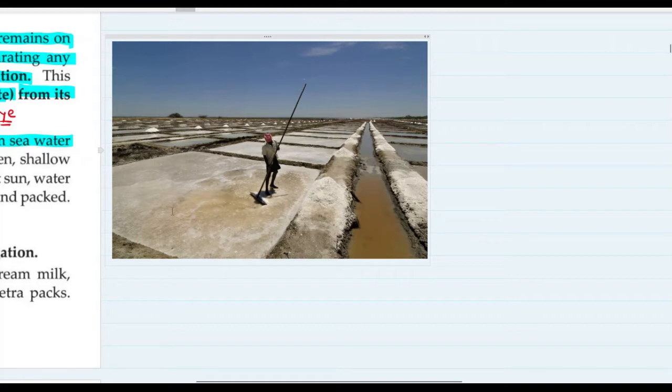So this salt is accumulated and then it is further purified, and then some industrial processes happen and you get purified salt. So this is how that salt is obtained. The main process, which is the process of separation, which is used for separating salt from seawater, is evaporation.